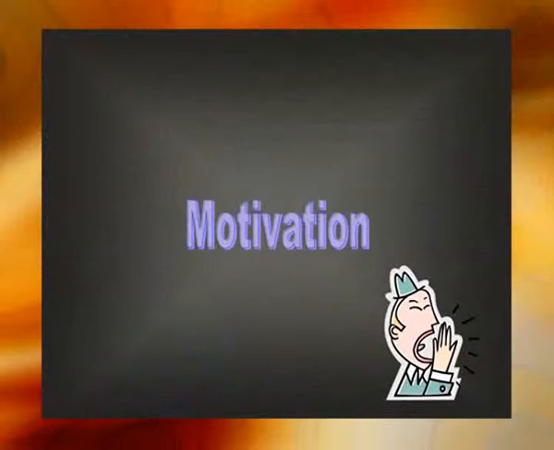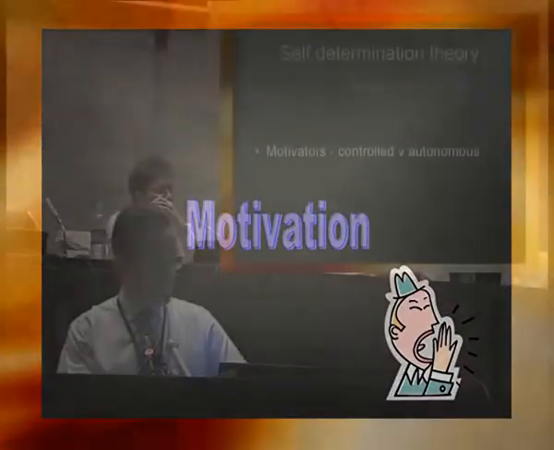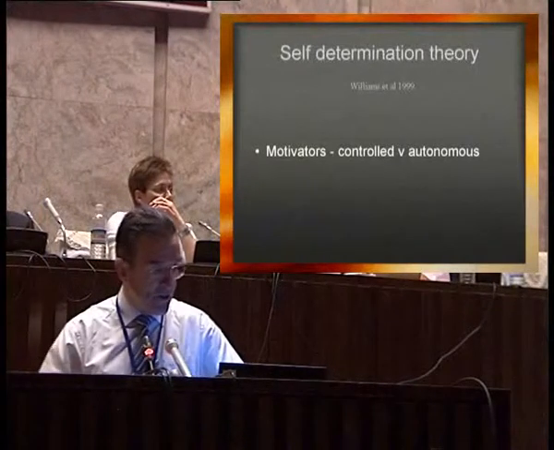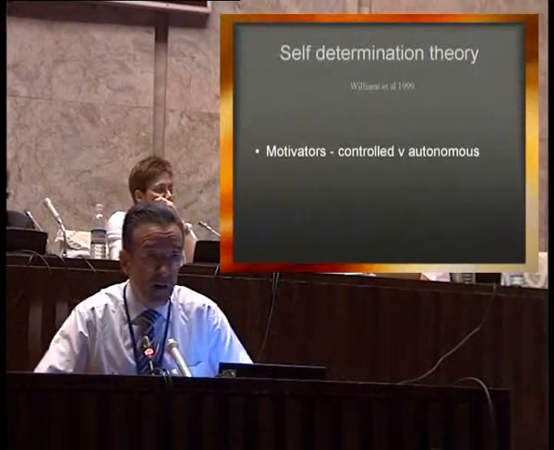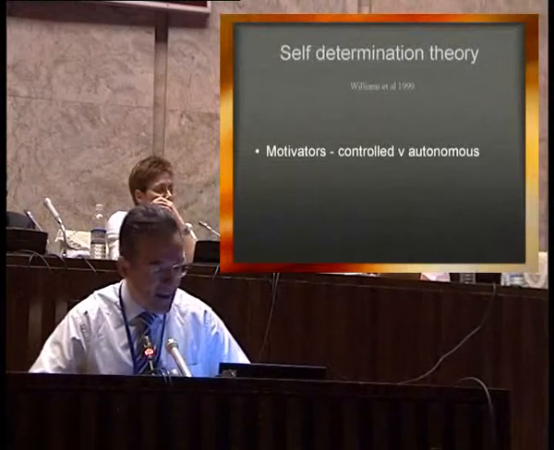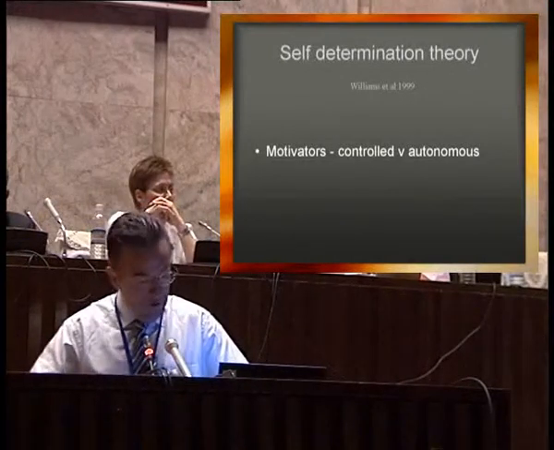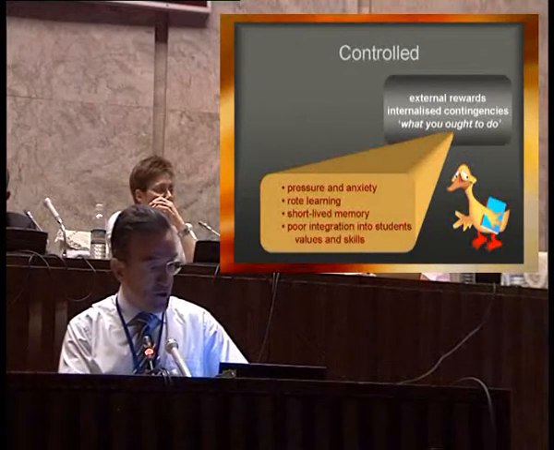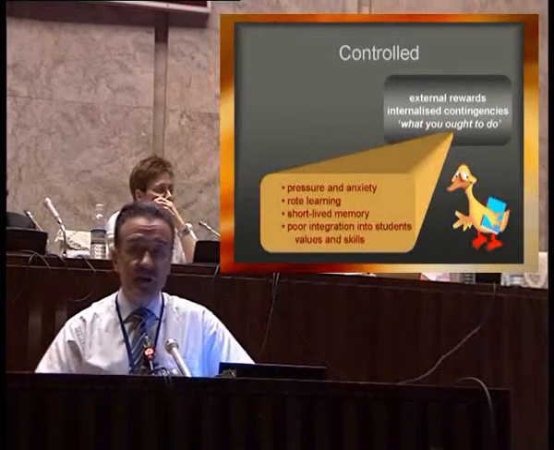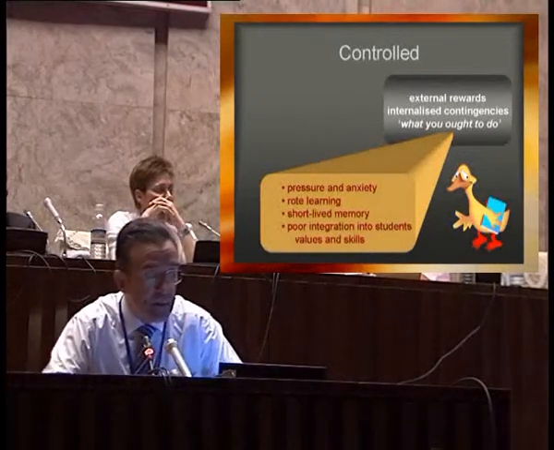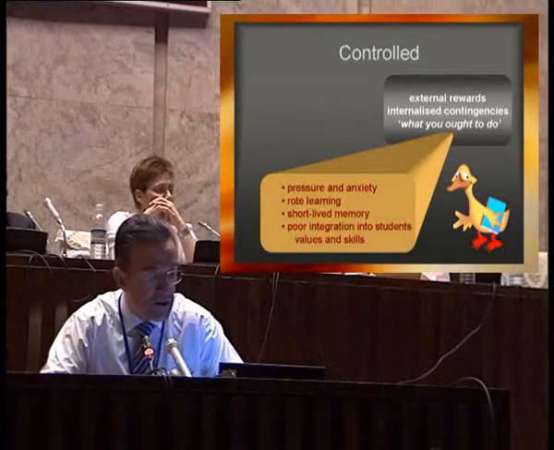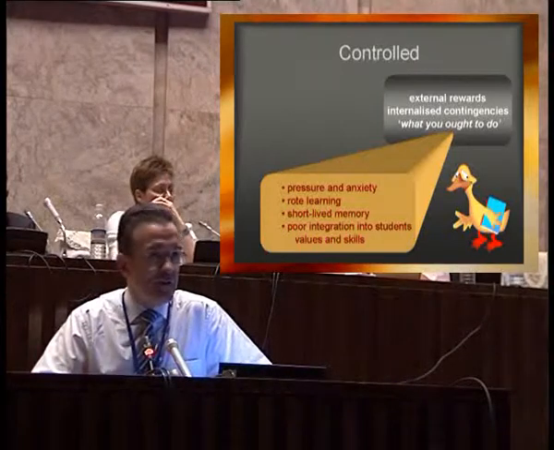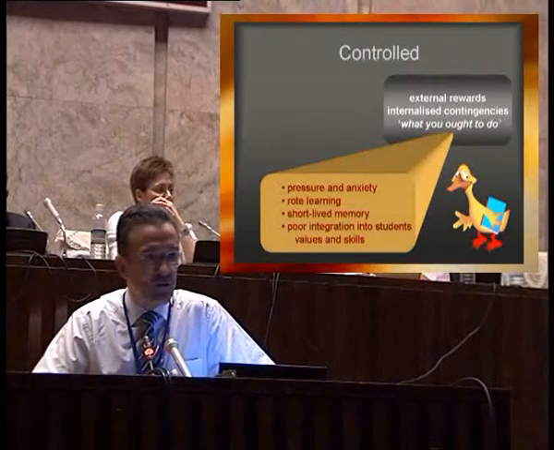If we look then at the group of theories related to motivation, Williams came up with something called the self-determination theory, and motivators are divided into two sorts: controlled motivators and autonomous motivators. Controlled motivators have all to do with external rewards or internalized contingencies, things that you ought to do. Does this sound terribly like the medical curriculum?